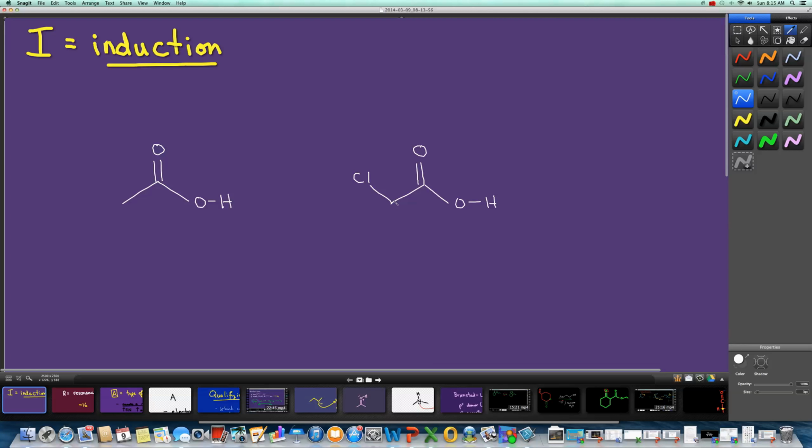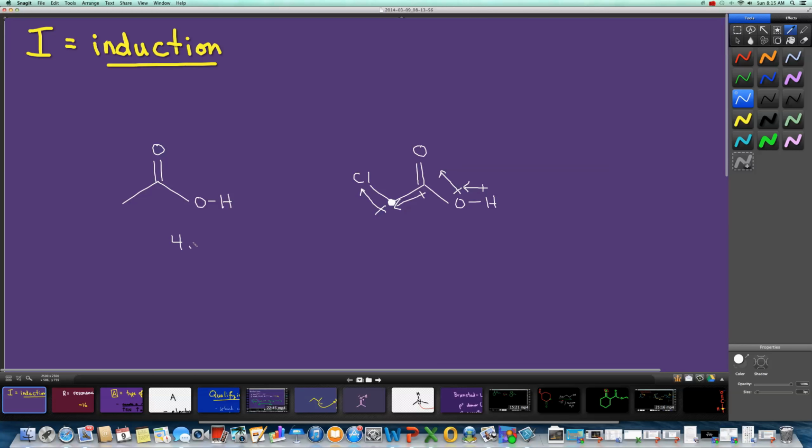Rather, I'm replacing one of the hydrogens attached to the methyl group with an electronegative atom. This means that we'll get an extra delocalization of charge because the chlorine atom is more electronegative than the carbon. The carbon in turn is going to pull electron density away from the carbonyl carbon, which will in turn pull it away from the oxygen, which will in turn weaken the OH bond.